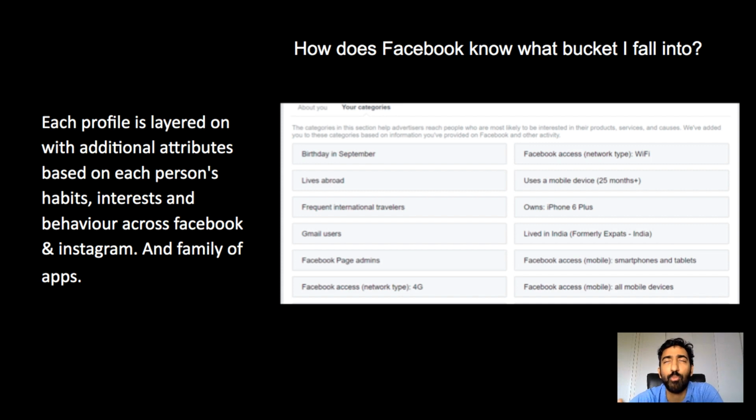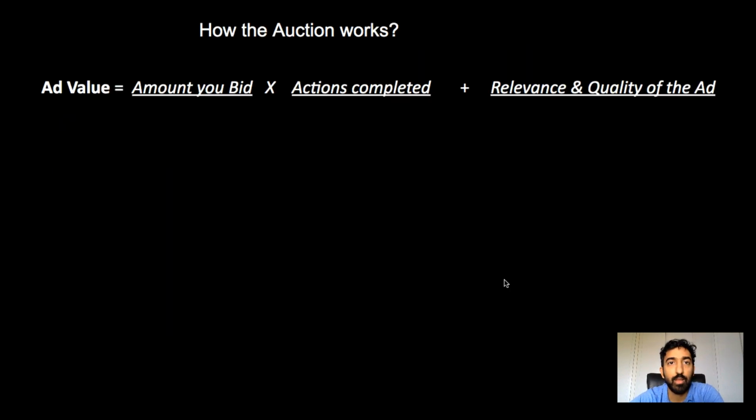If you go into your privacy and settings, you can figure out what categories Facebook has put you under. So for me, okay, my birthday's in September. That's because I've written that, but it knows I'm a frequent international traveler because I have been flying quite a bit between Toronto and Mumbai. So obviously it's tracking that. That I own an iPhone 6 Plus. That's pretty cool. But anyway, it's just interesting to look at. Let's get to the next slide.